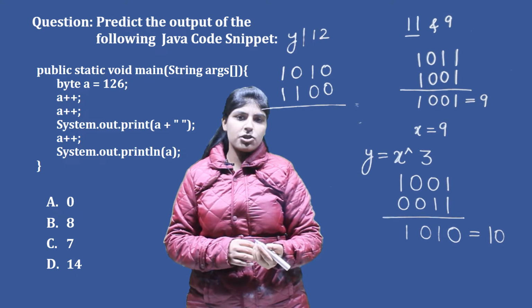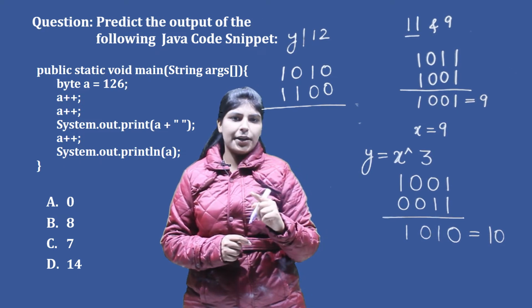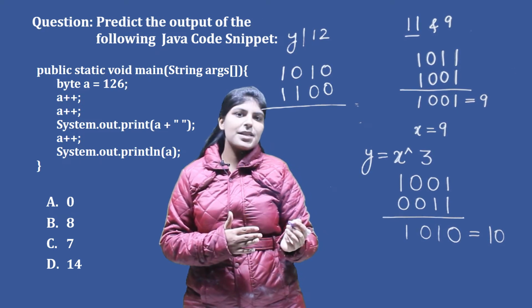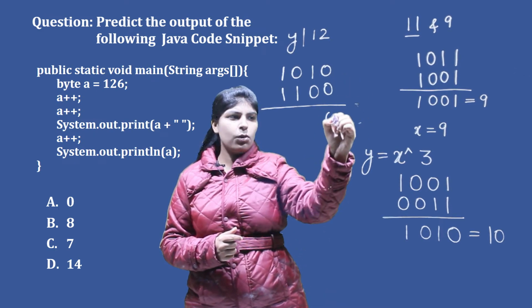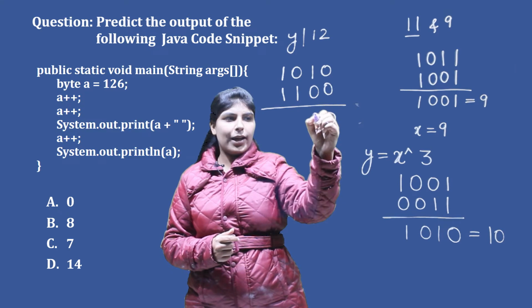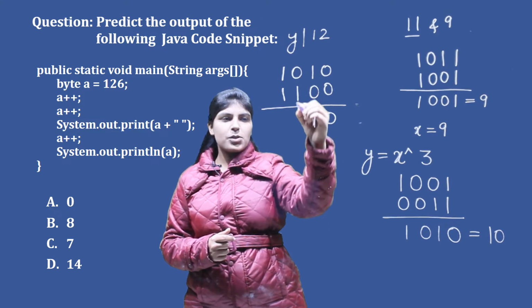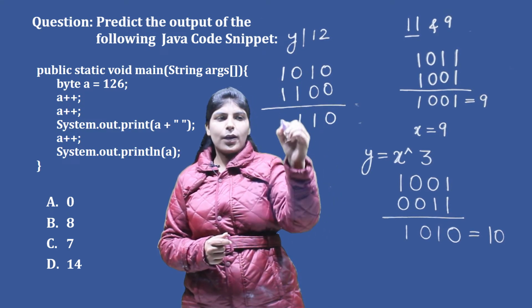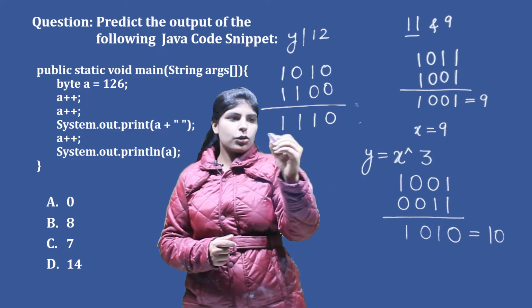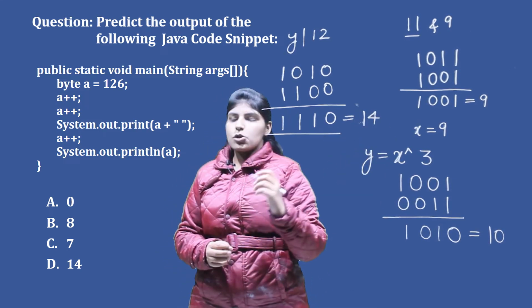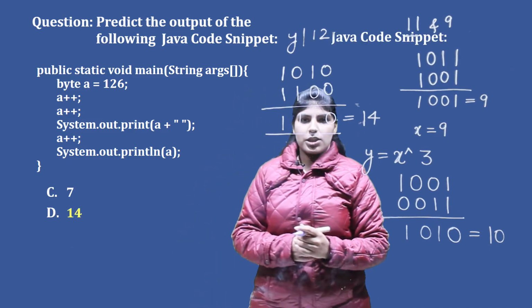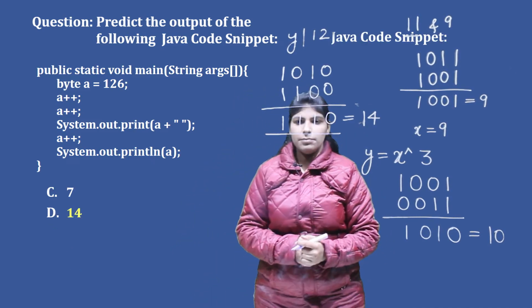So how does OR function? If one of the bits is 1, it gives 1. If both the bits are 0, it will give 0. So now here both the bits are 0, so I'll get 0. Here one of them is 1, I'll get 1. Here also one of them is 1, I'll get 1. Both are 1, I'll again get 1. So now what is this value? This is equivalent to 14. So what will be the output? It will be 14. Moving on to the next question.